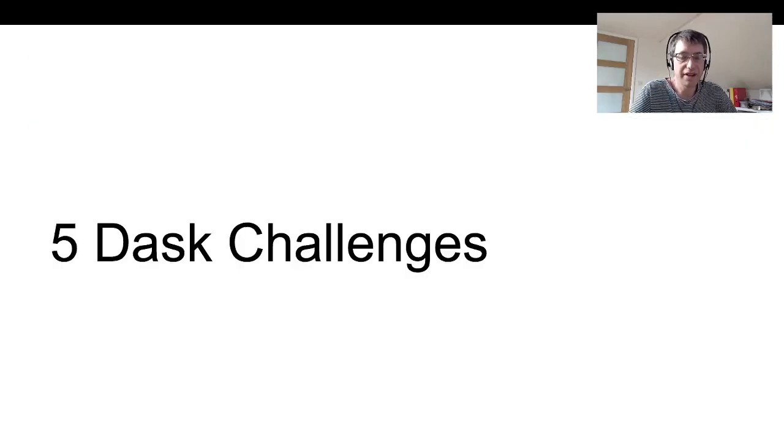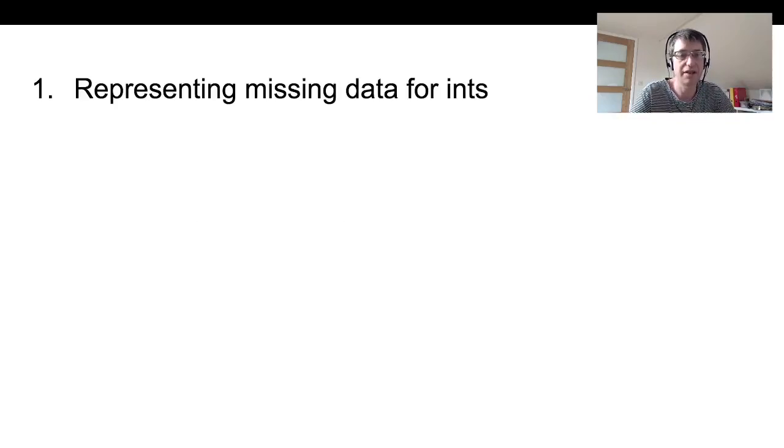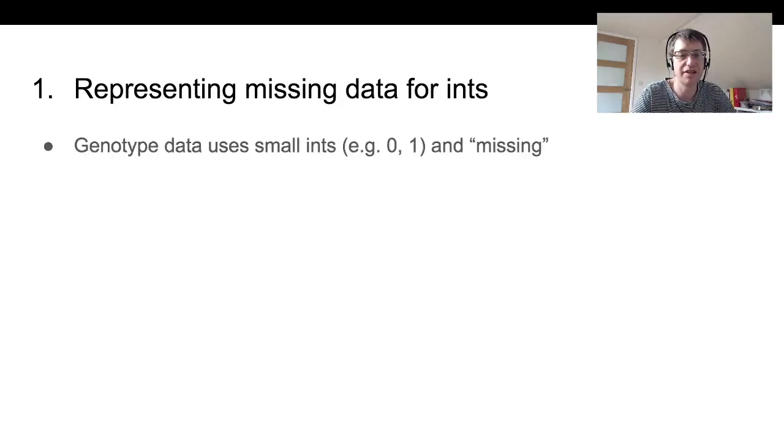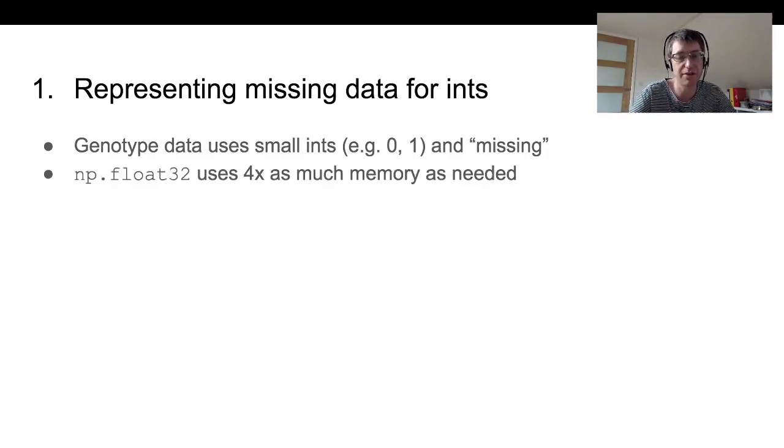So to talk about the Dask challenges that we faced, there were 5, which I'm going to summarize now. The first is representing missing data for ints. Genomics is interesting because it uses small integers, typically 0, 1, and missing. So we don't particularly want to use floats with NaNs to represent missing, because it uses at least 4 times as much memory as is needed.